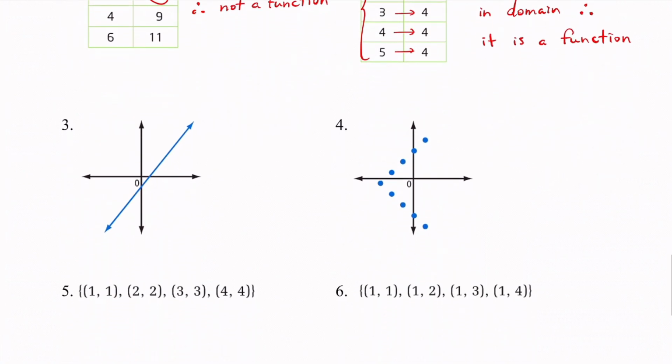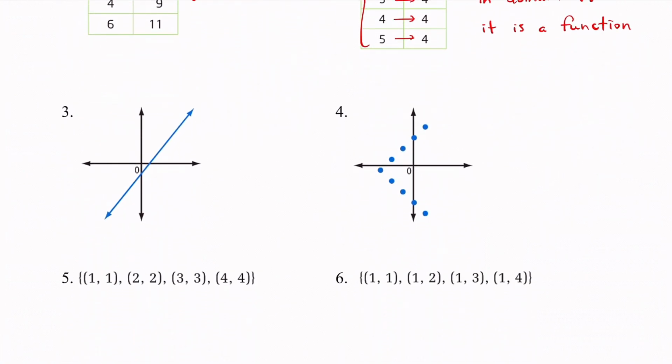Looking at number 3 here now, so we got a graph. So for those, you just want to draw vertical lines and see how many times it crosses. No matter where you draw a vertical line, it's only ever going to cross once. So this is a function because it passes the VLT. But looking at number 4, if I draw a line, say there, that hit 2 points. So again, as soon as you find one spot that doesn't pass the VLT, not a function.